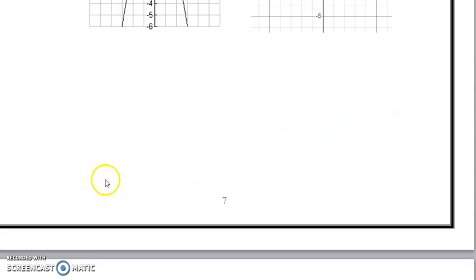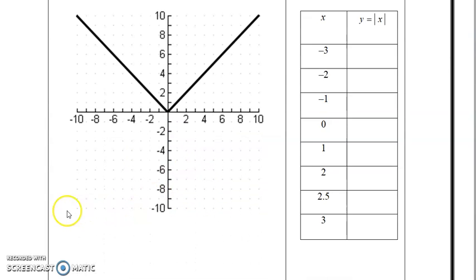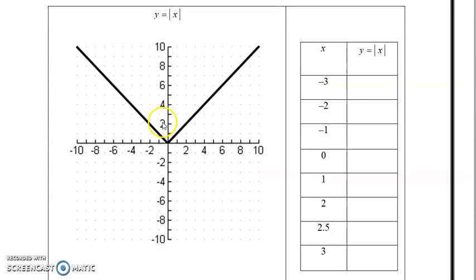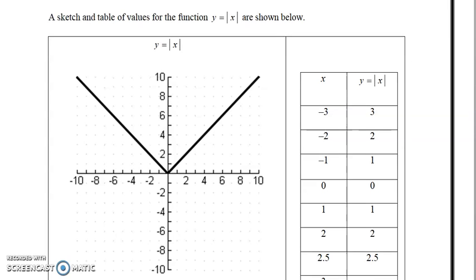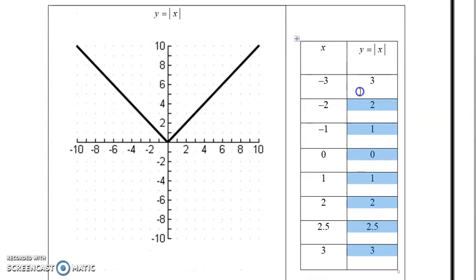So what we're going to do now is we're actually going to graph some of these functions. So I've already provided you with a graph here for this one. Okay, absolute value of x. So that means if x is negative 3 and you're taking the absolute value of x, that means it's going to be positive 3. Right? So that's the point, negative 3, positive 3 right here. Okay? And then 2, and then 1, and then 0, and 1, and then 2, and 2.5, and 3. Okay? And then you would just graph these values, right? Negative 3, positive 3, okay? And that's what we have here. And there's just your graph you would sketch.